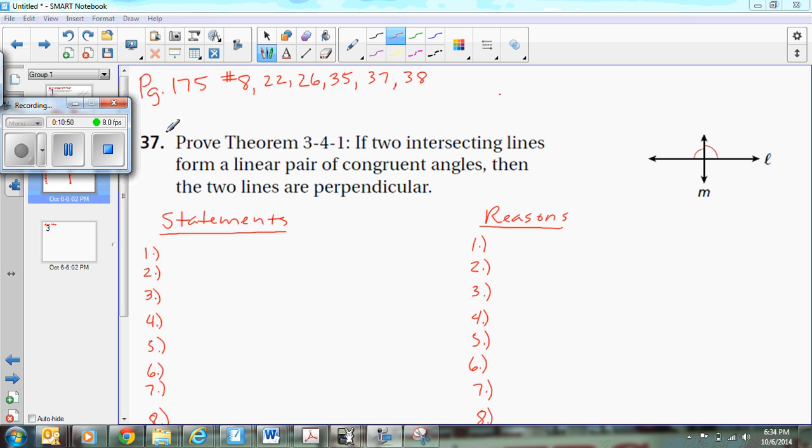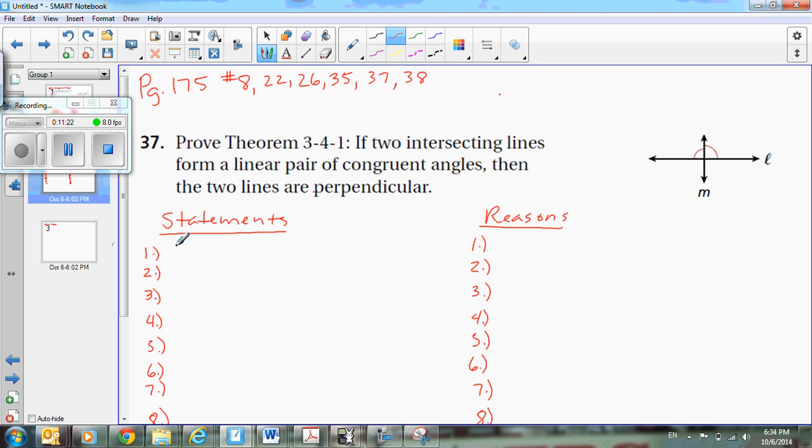Okay, moving on to number 37. We're going to prove one of the theorems that we talked about in our notes. I'm going to get you partway through this proof and then expect you to finish it on your own. Okay, so again, this is how your book numbers these proofs. If you look back a couple of pages, you'll find theorem 3-4-1, chapter 3, section 4, first theorem. Okay, it says if two intersecting lines form a linear pair of congruent angles, then the two lines are perpendicular.